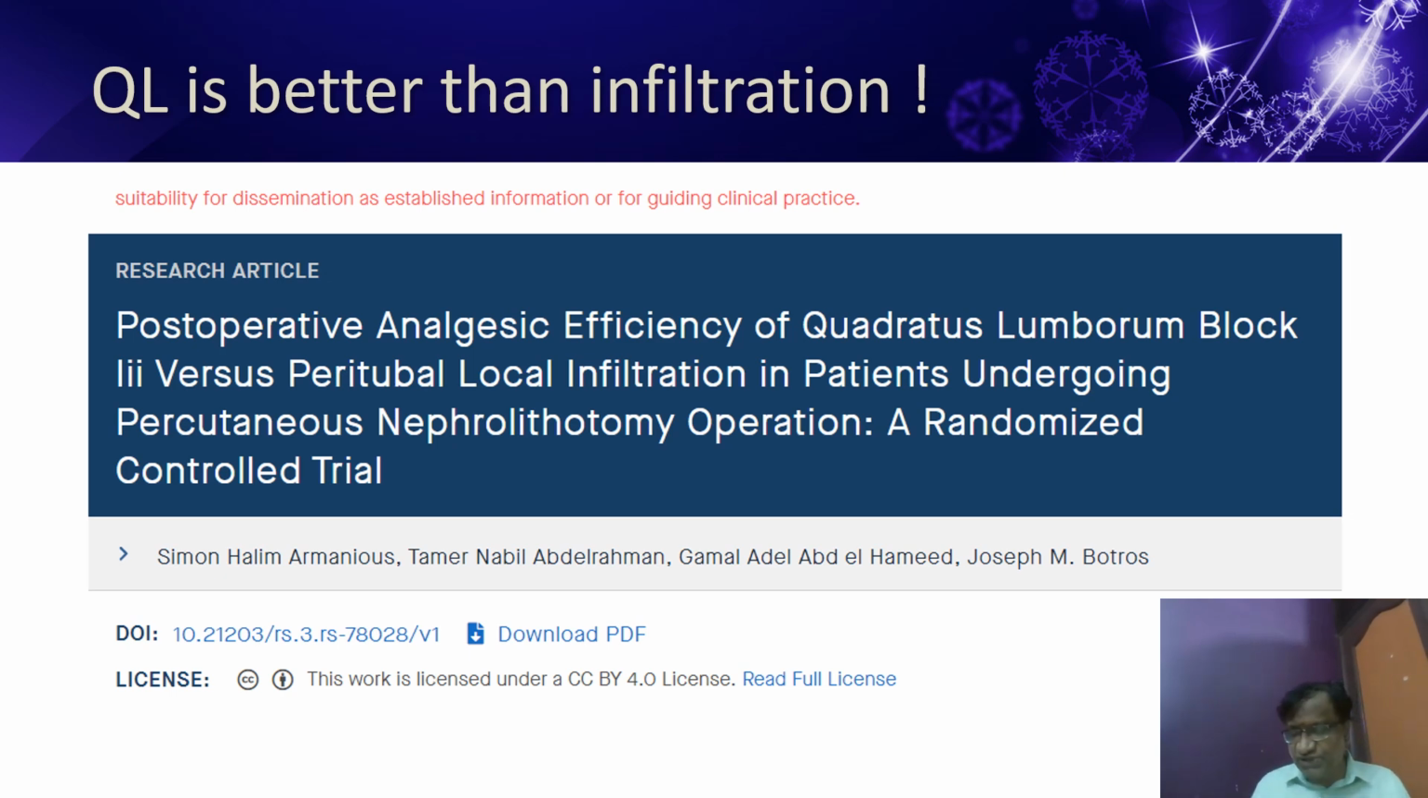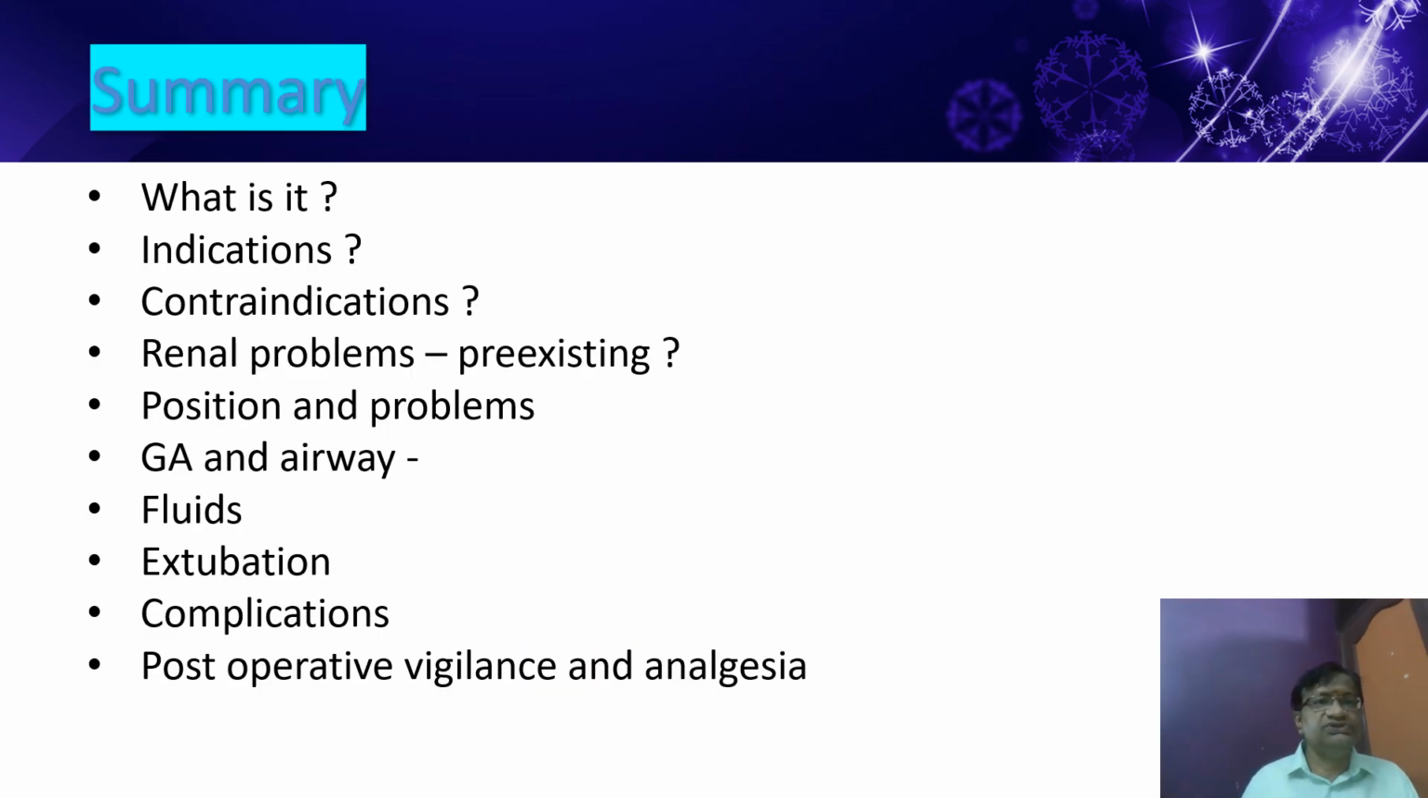So what are the options in postoperative pain relief? Intercostal blocks, erector spinae, local infiltration, and QL blocks. So if you are good in blocks, yes, proceed with blocks, paravertebral. If you are not good in blocks, give an infiltration, come out with narcotics and paracetamol. So what is this percutaneous nephrolithotomy? We know the indications: lower pole stones, staghorn calculus, nonfunctioning kidneys. We should know the renal problems, urine, and where is the site.